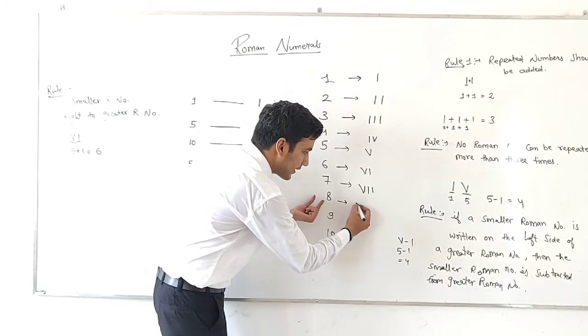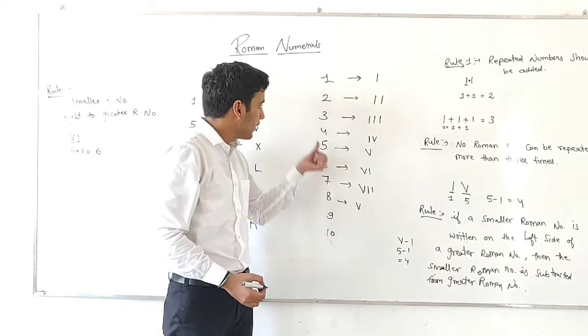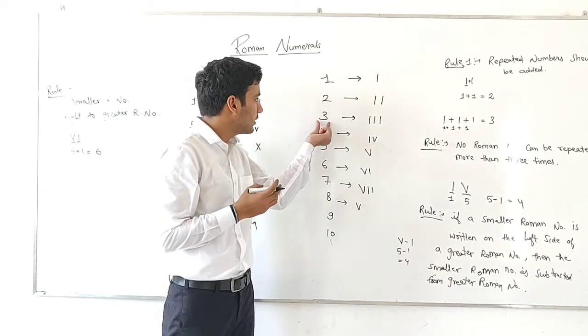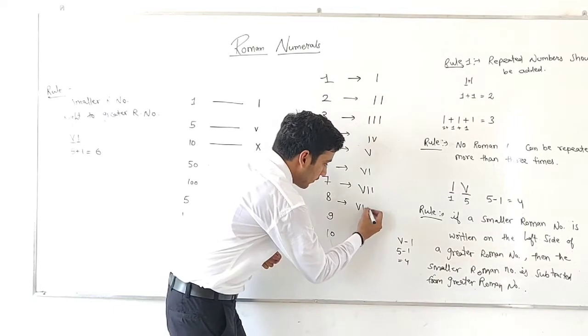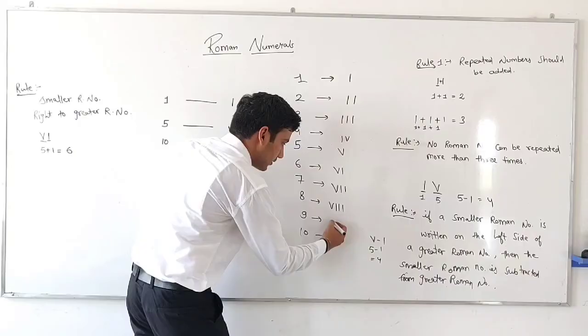Next, for 8, this is 5 and we want 3 more now. So this is for 3. So this is for 8.